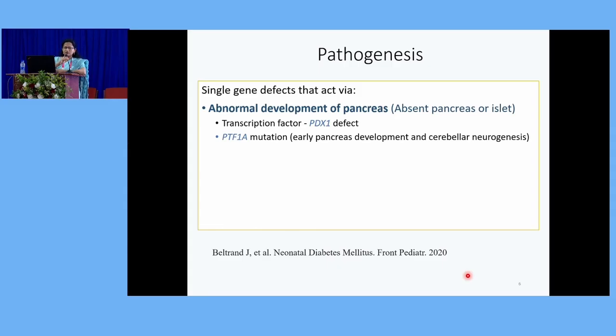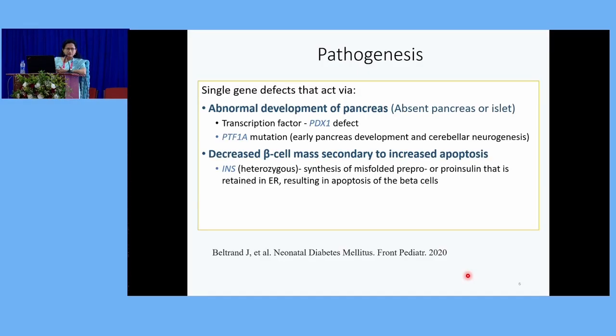So coming to a little bit more about the pathogenesis. These are single gene defects that act via either abnormal development of the pancreas. So that means that the transcription factor genes are affected. So either the whole pancreas could be absent, or there could be islet cell absence. So PDX1 defect is there, and then PTF1A mutation, which is also responsible for cerebellar neurogenesis. Remember that when we have transcription factor defects, many times we have multi-system issues, because more than one system may depend on that transcription factor.